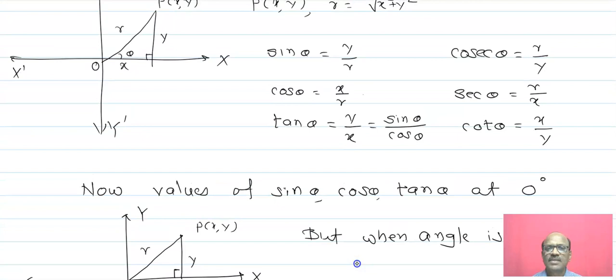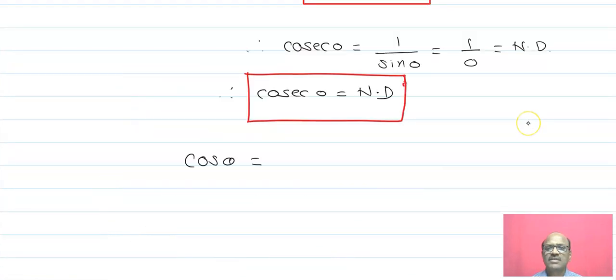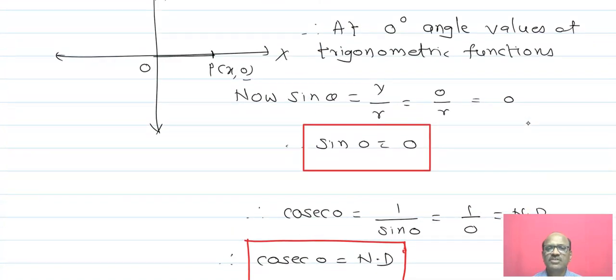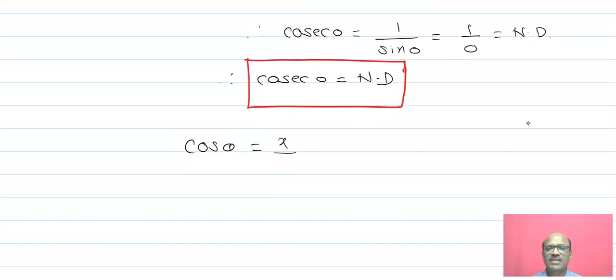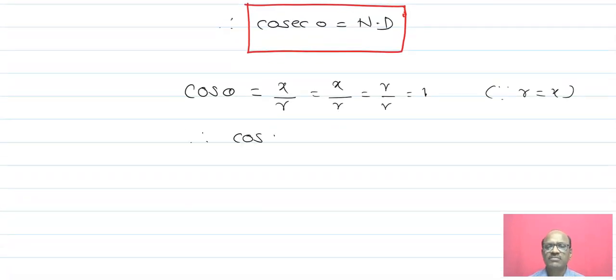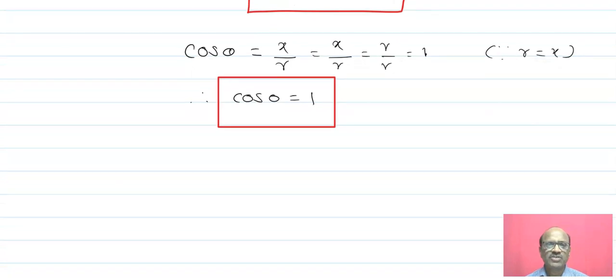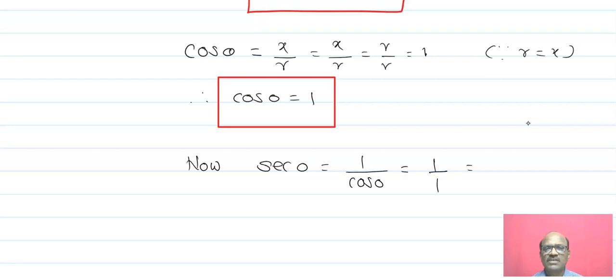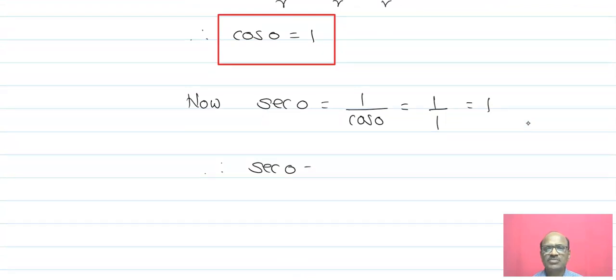Now the next is cos theta. The definition of cos theta is x upon r. Now when the angle is 0, cos of 0 is equal to x upon r, with x equal to r, that is equal to 1. When the terminal is on the x-axis, the value of r is equal to x. Therefore, cos of 0 is equal to 1. Now next, the reciprocal of cos is sec. Therefore, sec of 0 is equal to 1 upon cos 0, that is 1 upon 1, which is equal to 1.